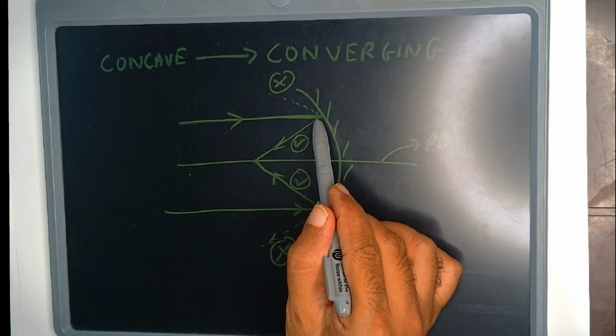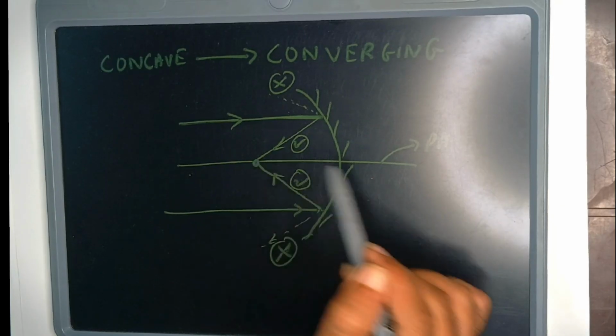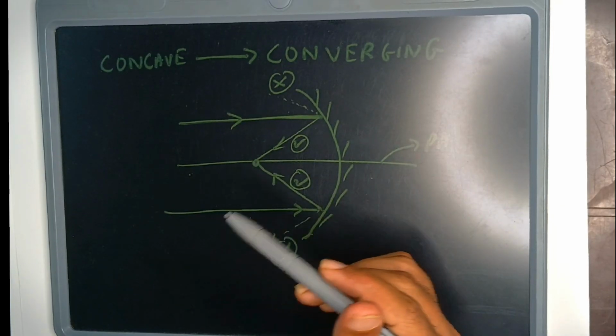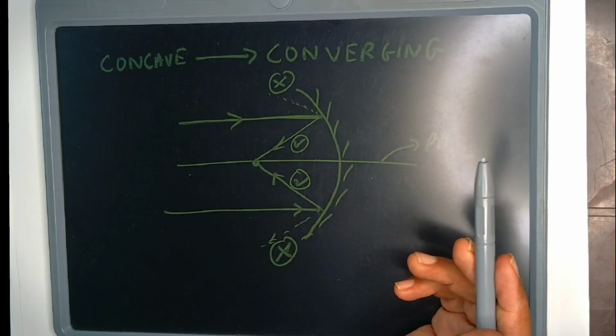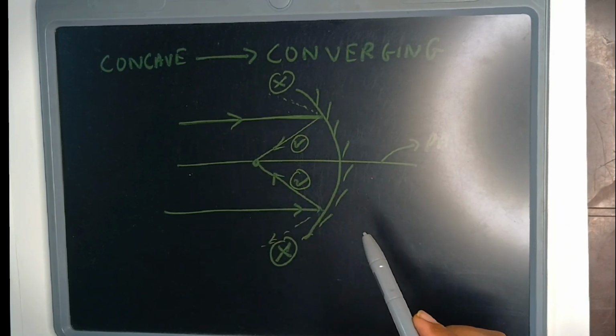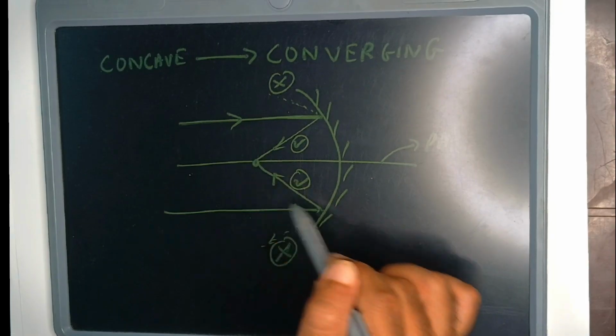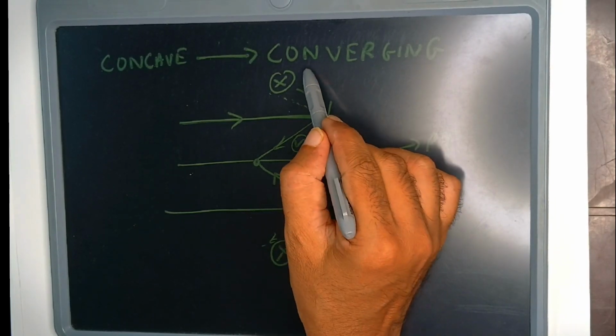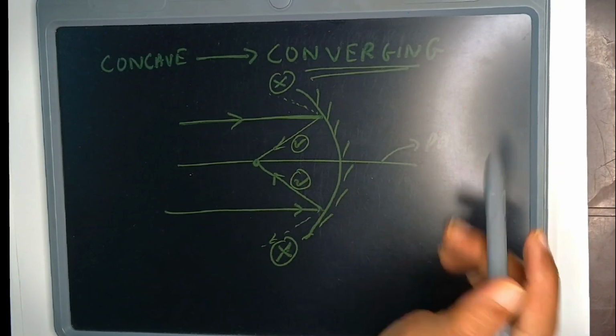Okay, so the rays of light converge at some particular point, and we are going to study this in the rules of the rays. What is this point called? Nevertheless, because it's converging, that is why it is called a converging mirror.